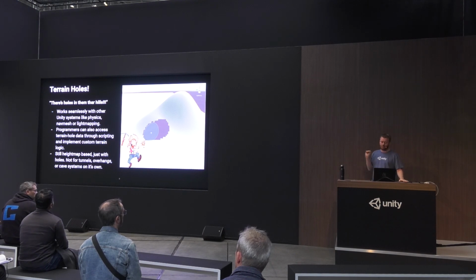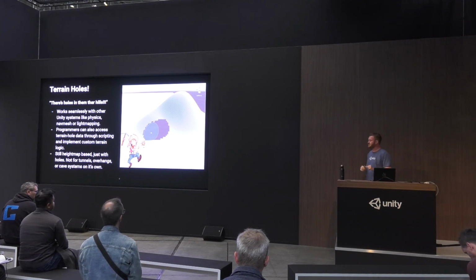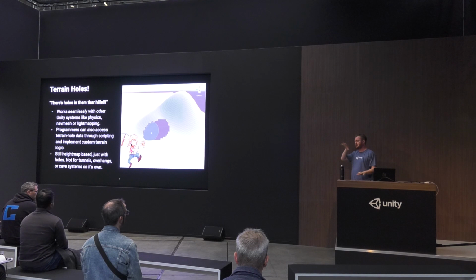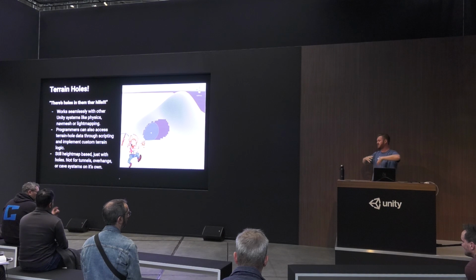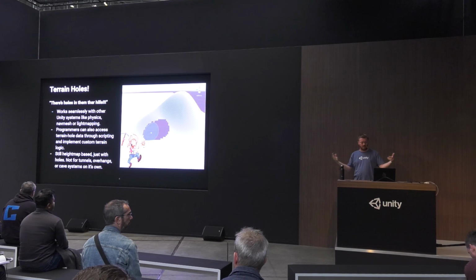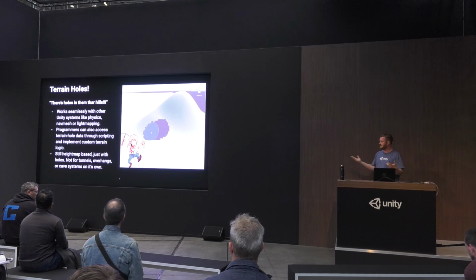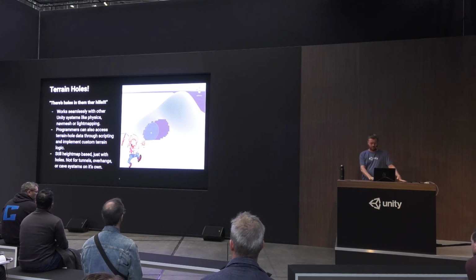Now, it's important to note that this is not, on its own, something that you can use to make tunnels, overhangs, freestanding bridges, or cave systems. It's just offsetting the height and then the ability to punch a hole in the terrain. What we are going to show is how we can use some of the other tools together to bridge that gap and make some of those types of features. And it works seamlessly with the existing Unity systems like physics, nav mesh, and light mapping. And there is an API so that you can do this from code.